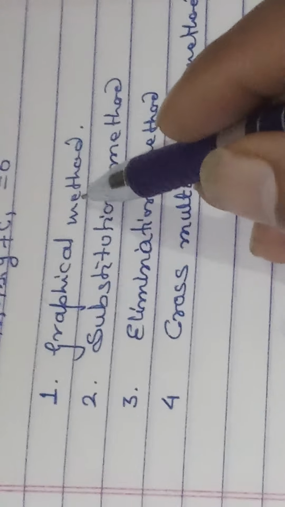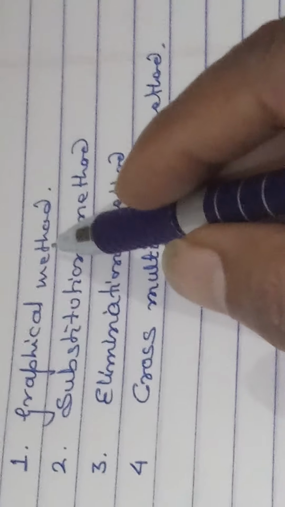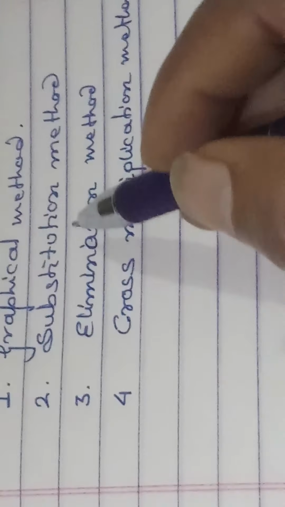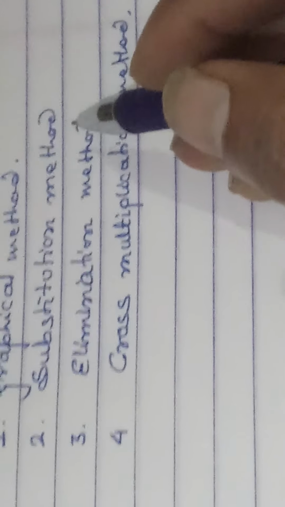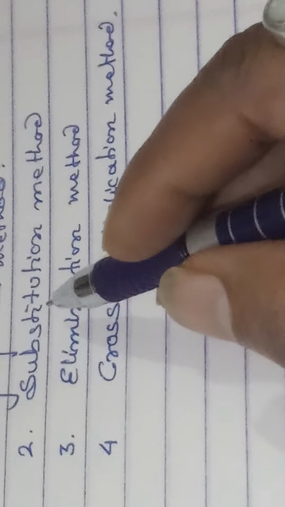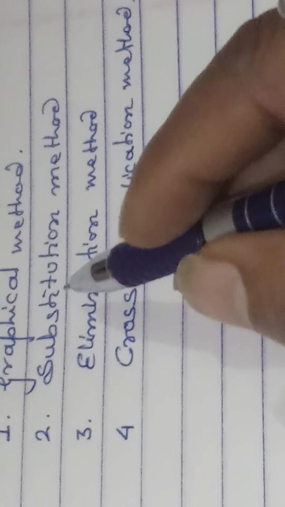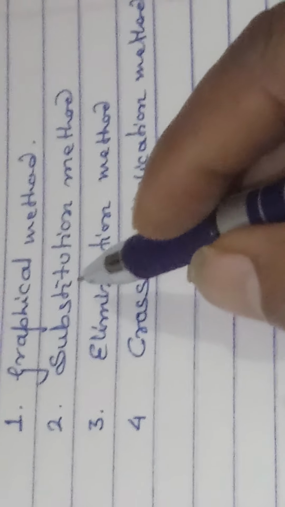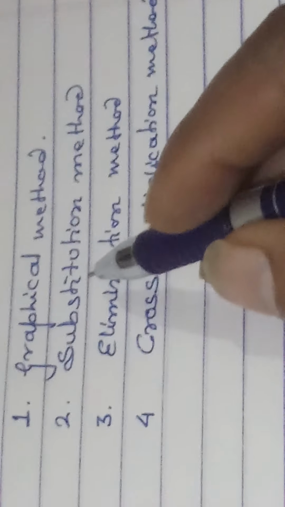Now first of all I will discuss about graphical method. It was taught to you in class 9th, so that we can discuss later on. First of all I'll tell you the substitution method. Substitution method means that if in place of anyone we are putting something else, that is called substitution method. For example, suppose there are two equations given.